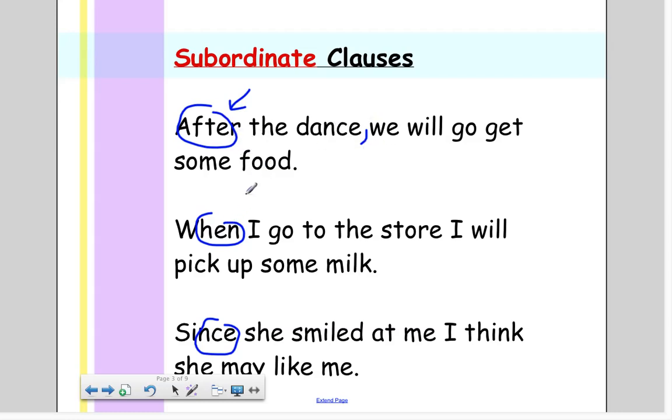Look at the next one. When I go to the store, I will pick up some milk. Again, you hear a pause right here, and a comma needs to go here because this isn't a complete sentence without this comma. Look at the next one. Since she smiled at me, I think she may like me. Put a comma right here. So again, if you see any words like these at the beginning of a sentence, just know that you're going to have a comma in the middle.